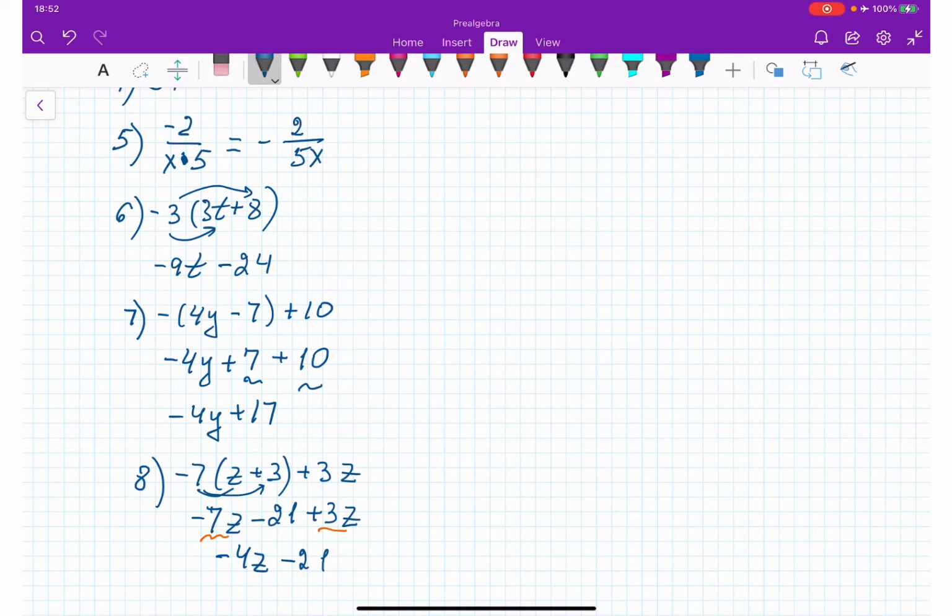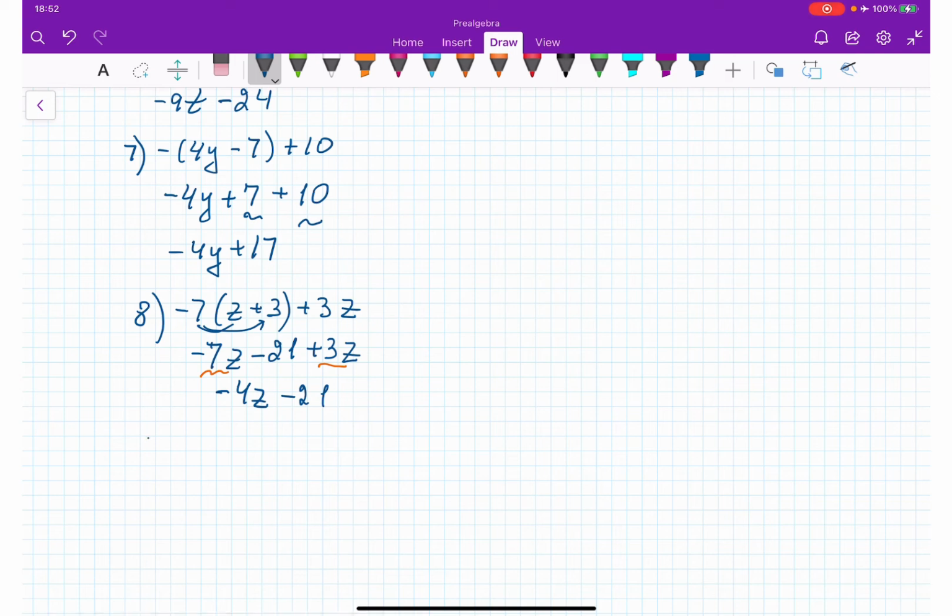Question number 9. Negative 4 times (n and minus 1) minus 5n. Okay, distributing negative 4n plus 4 minus 5n. So combining like terms, it's going to be negative 9n plus 4. Okay?